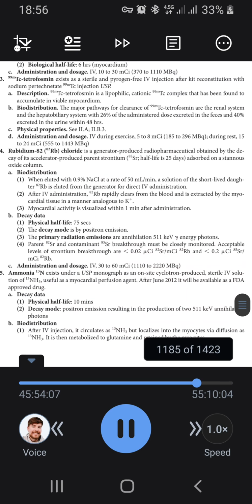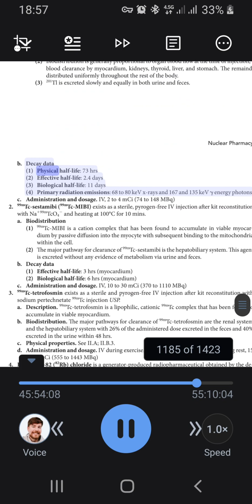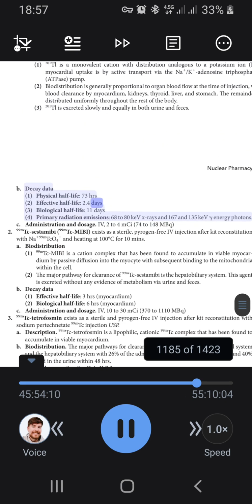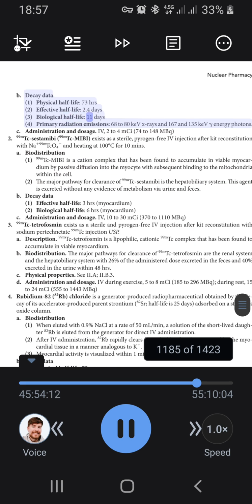B. Decay data. 1. Physical half-life, 73 hours. 2. Effective half-life, 2.4 days. 3. Biological half-life, 11 days. 4. Primary radiation emissions: 68 to 80 keV X-rays and 167 and 135 keV gamma energy photons.